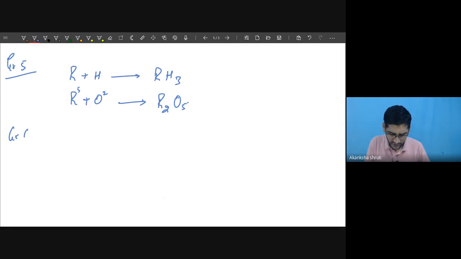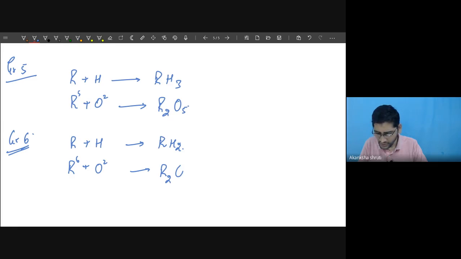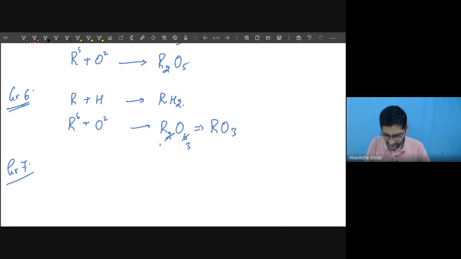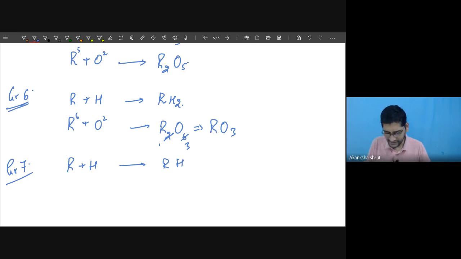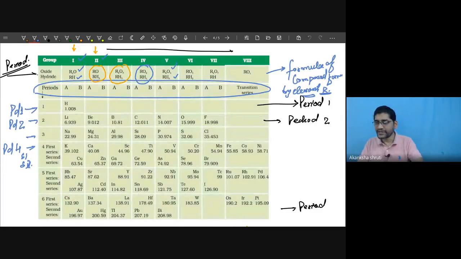Let me write quickly. For group 6, R with hydrogen, by sharing, how much is required? It is able to form RH2, and R with oxygen, the compound is like here 2 and here 6. So crossing it, R2O6, cancel it, 1 and 3, it is identical to RO3. Right, for group number 7, the formula is RH, that is able to satisfy it, and R and O are 7, but O2 crossing it, R2O7. So these were the formulas that were considered and they were placed in the vertical columns. Student, this was how the formula was chosen.